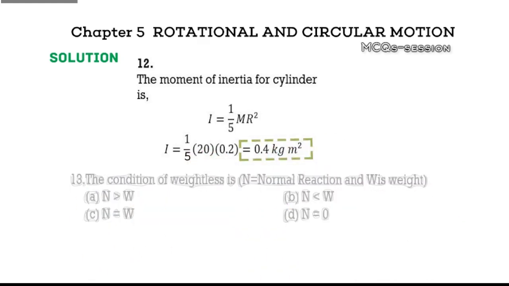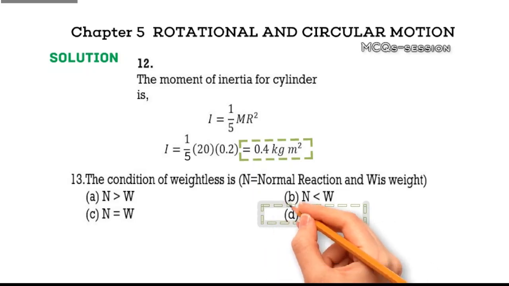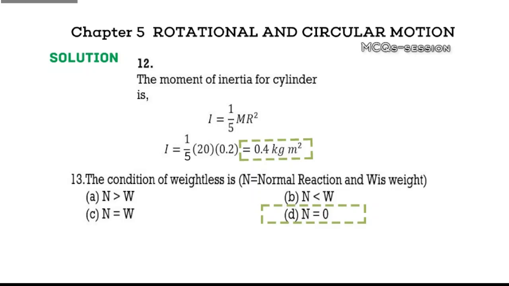Question 13. The condition of weightlessness is A. Normal reaction is greater than weight. B. Normal reaction is less than weight. C. Normal reaction equals weight. D. Normal reaction equals 0. Pause the video and think. The answer is D. Normal reaction equals 0. Explanation. Weightlessness occurs when the normal reaction force is 0, indicating there is no contact force acting on the object.